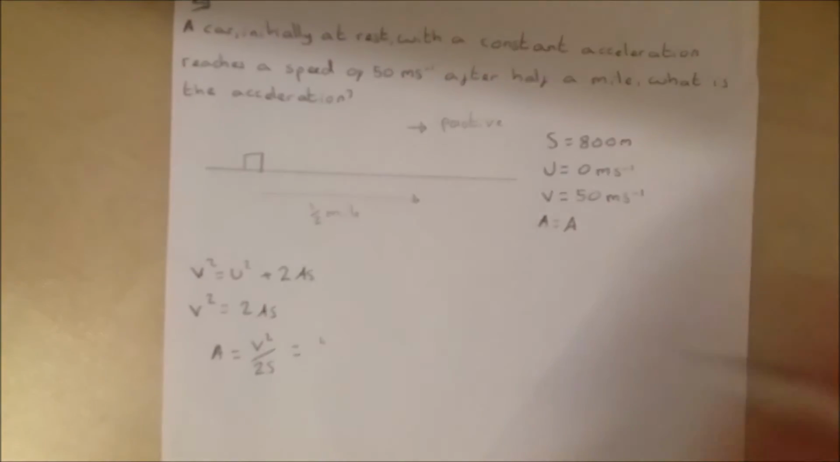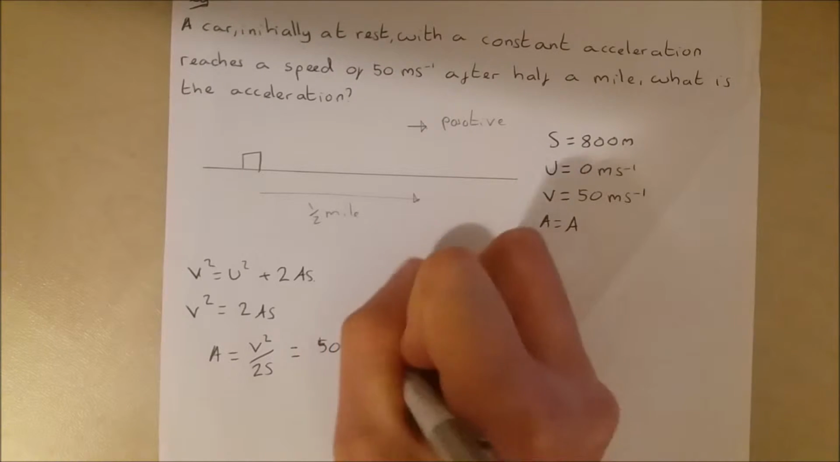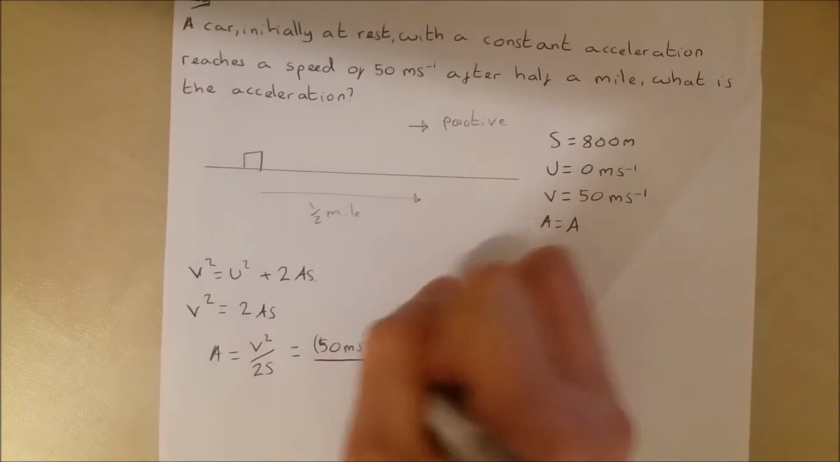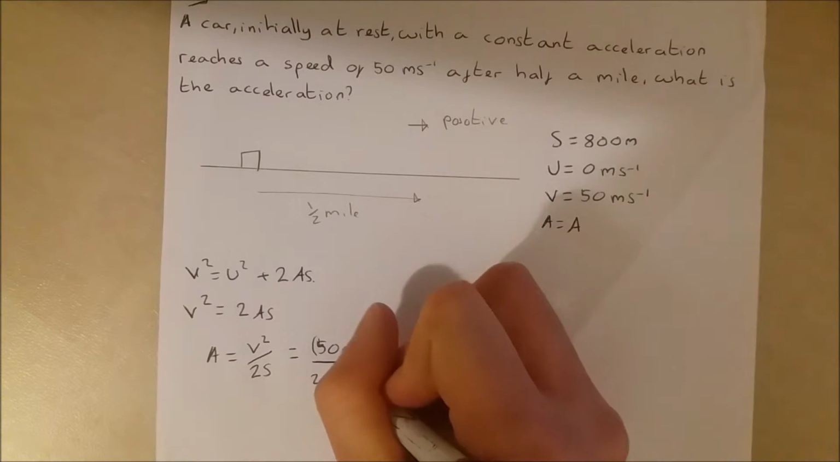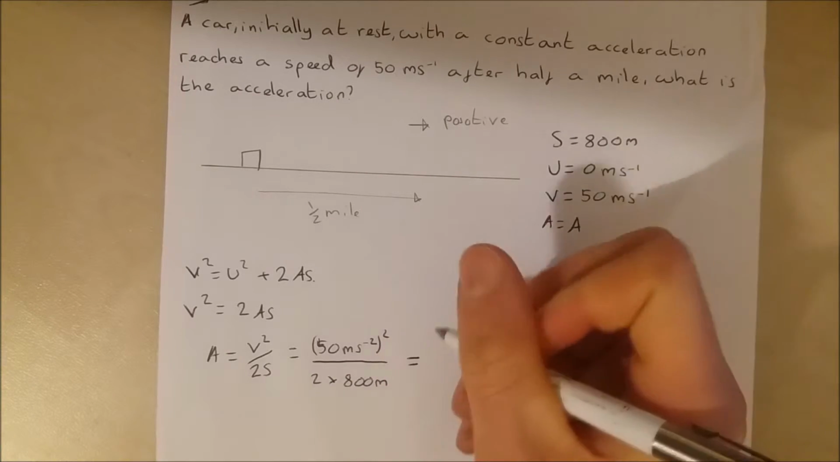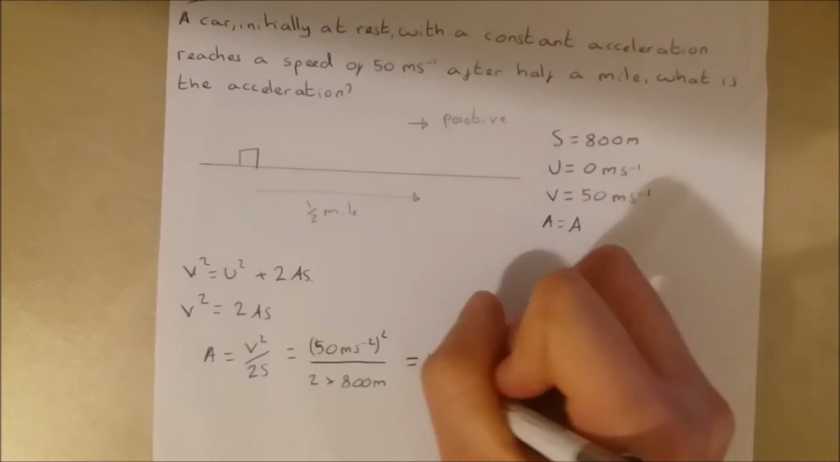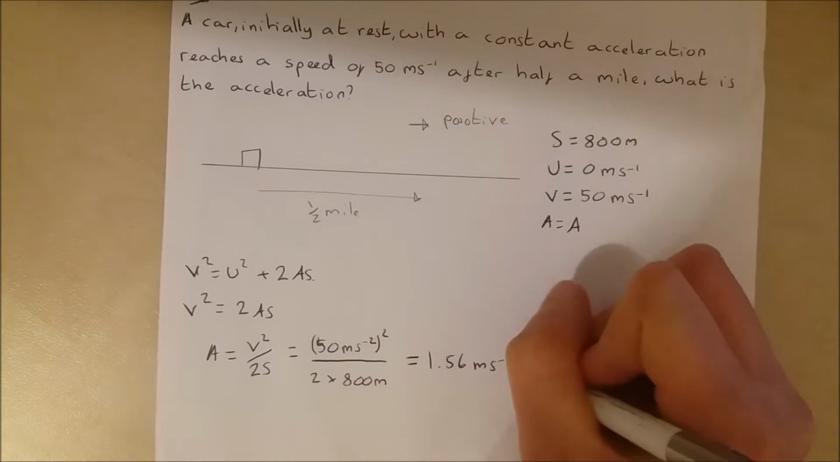V is 50 meters a second squared over 2 times s, which is 800 meters, and you find that the answer is approximately 1.56 meters per second squared.